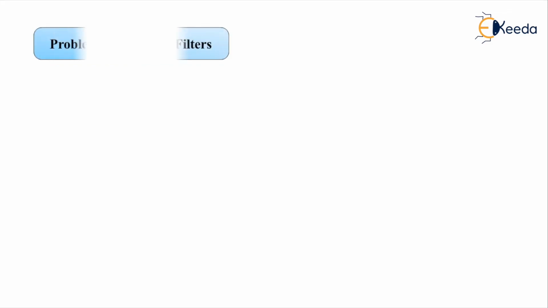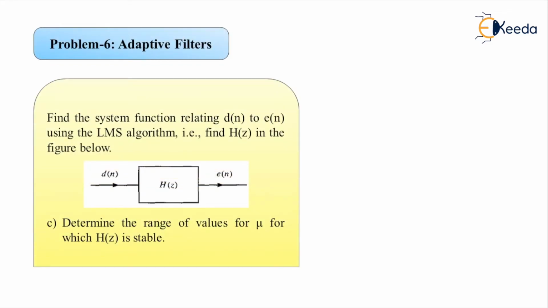Now, we have to find the system function relating d of n to e of n. D of n is the representation of the desired signal, whereas E of n is the representation of the error signal. We are already shown the schematic here where you can find D of n and E of n, and this relation we have to show by using the LMS algorithm, that is to find the capital H of Z. So this is the system transfer function relating D of n to E of n. The schematic is also shown to us. On the left hand side we have D of n, and on the right hand side we have E of n. So let us solve this.